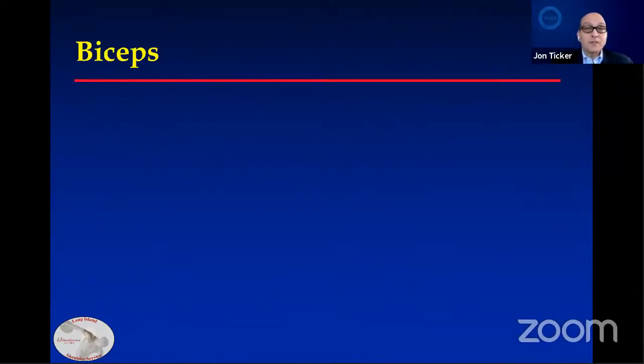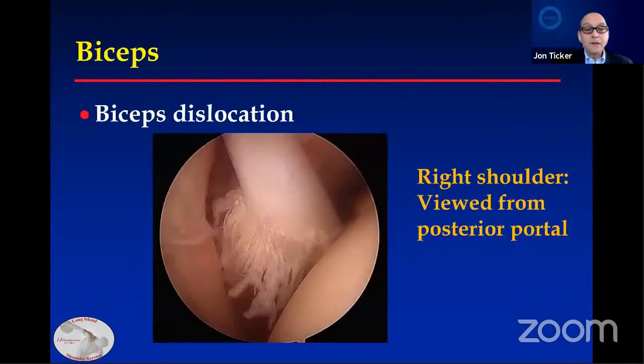So let's talk about the biceps. It's not the focus of this talk, but you can't talk about the subscapularis without referring to the biceps. This is what it looks like in a right shoulder of a dislocated biceps. It's from the superior glenotubercle out of the view. It projects almost vertically. And here you can see the frayed, fibrillated portions of the biceps as it rubs in and out of the groove.